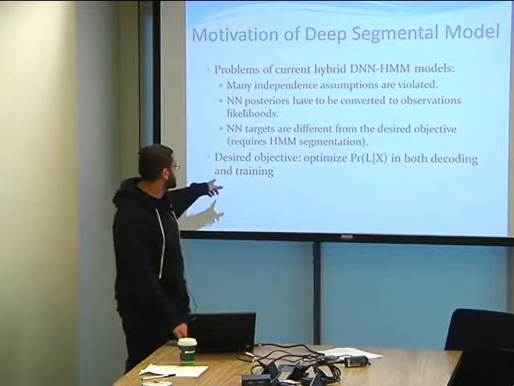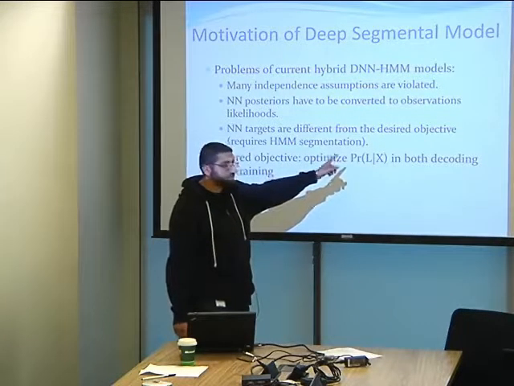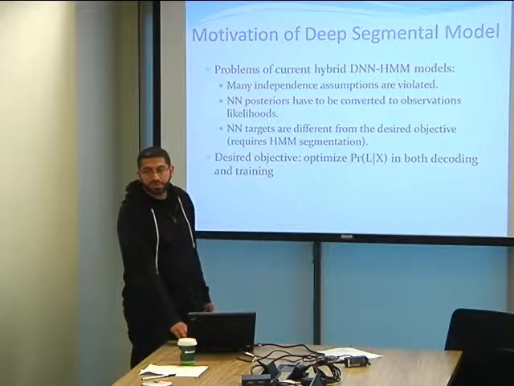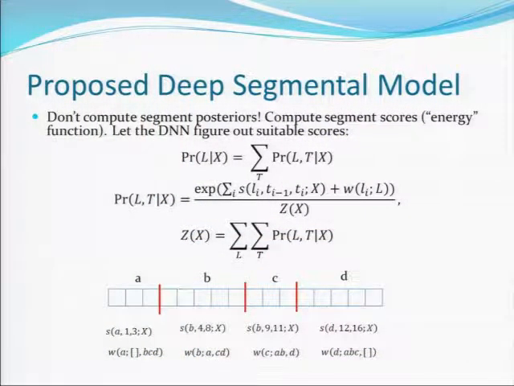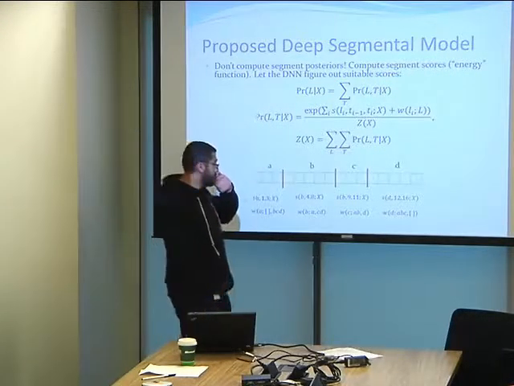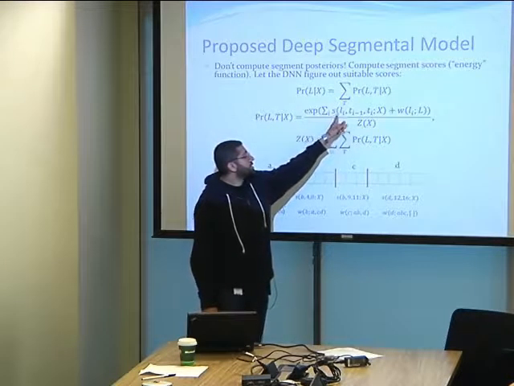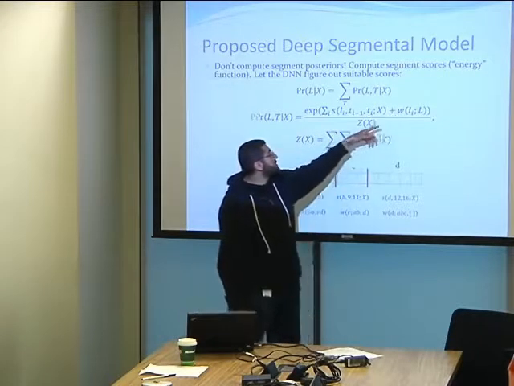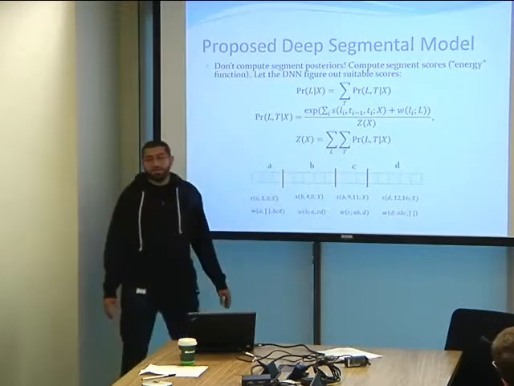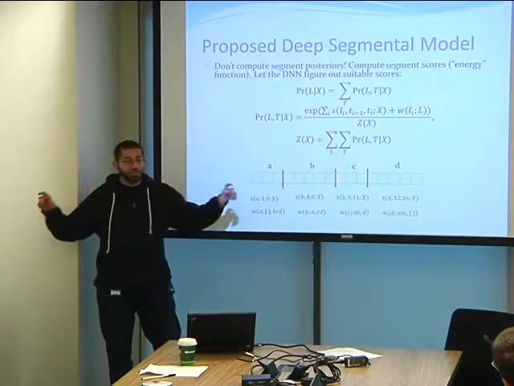So here I consider the objective is to optimize the posterior probability of labels given the speech utterance. I try to compute this posterior probability directly by assuming that I have some segment scores and some language model scores, and then I take the exponential of this and normalize over all possible sequences.